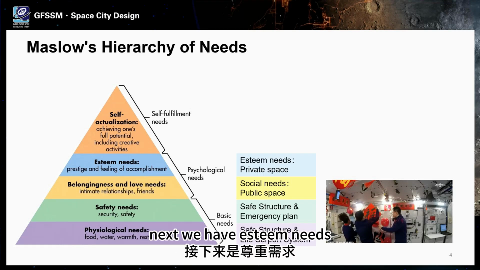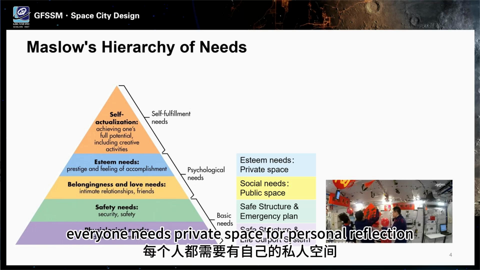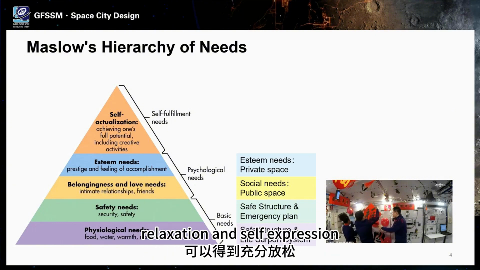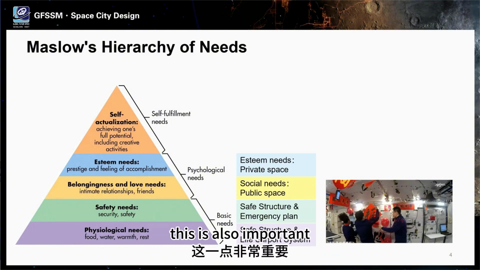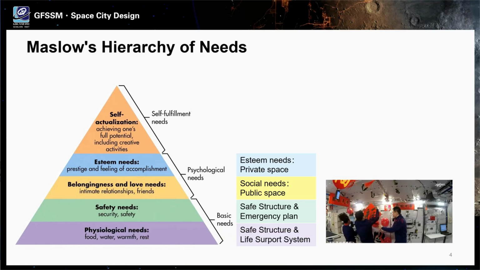Next, we have esteem needs, the need for respect and recognition. Everyone needs private space for personal reflection, relaxation, and self-expression. This is also important when designing private living spaces for space city residents.